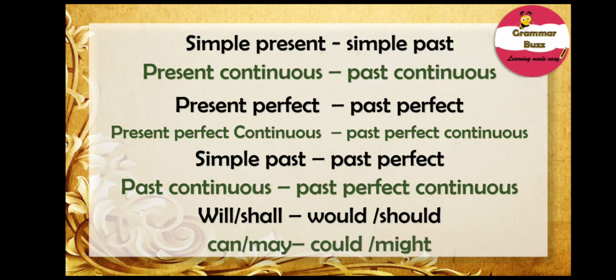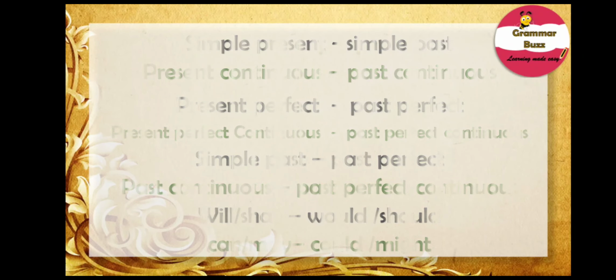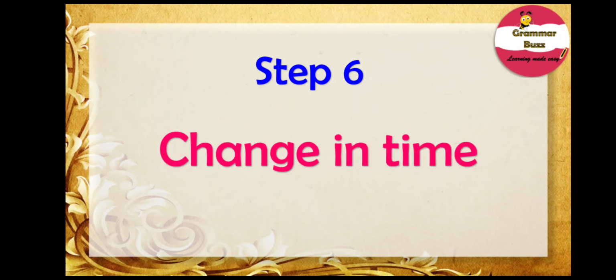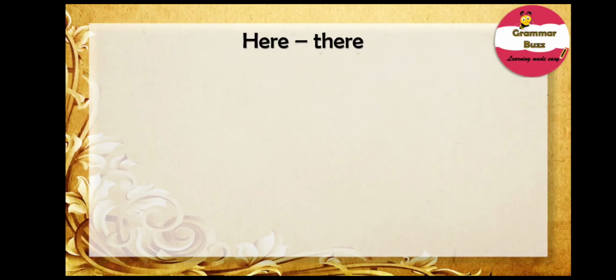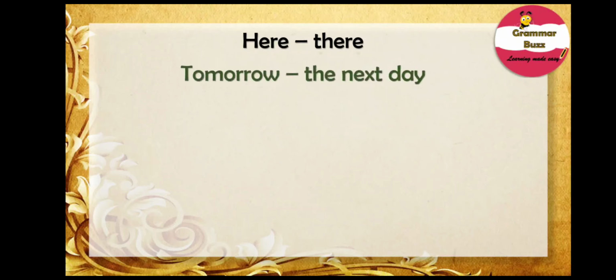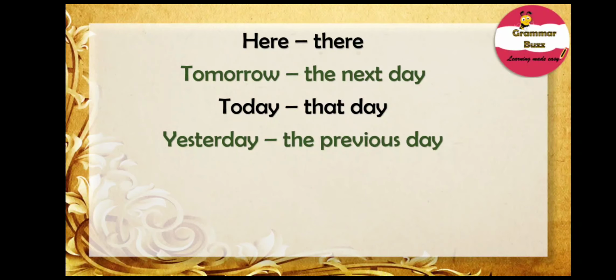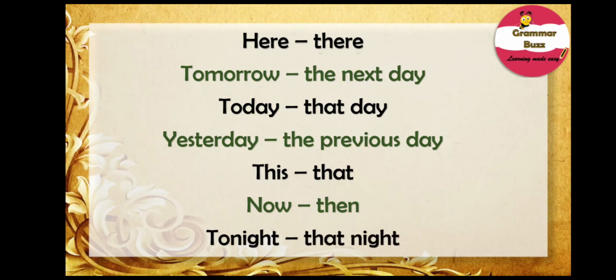And now let us move on with the sixth step, and that is change in time. And this is the final step in the change. Words that indicate nearness are changed into words denoting distance in indirect speech. Like here is converted to there, tomorrow to the next day, today to that day, yesterday to previous day, this to that, now to then, and tonight to that night.